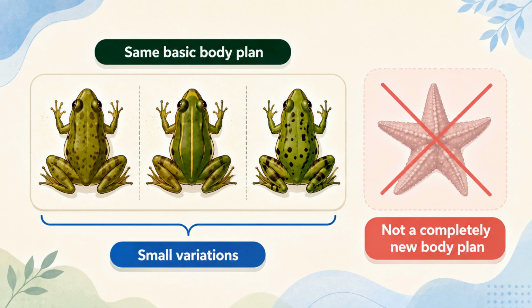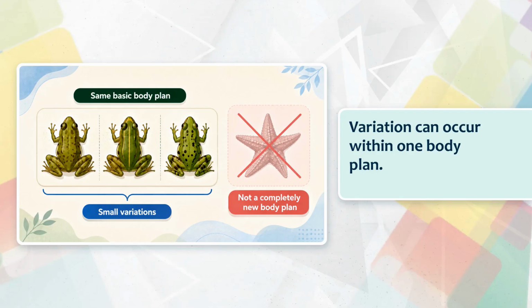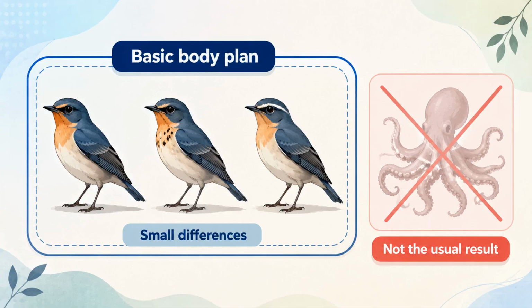The main organisms keep the same basic body plan, while small variations from DNA copying affect limited features. Such variation does not usually produce a completely new body design. Focus on what stays stable while details change. Variation can occur within one body plan. The shared structure remains recognizable even when limited features differ. Because most DNA information is preserved, the basic body plan usually stays recognizable.